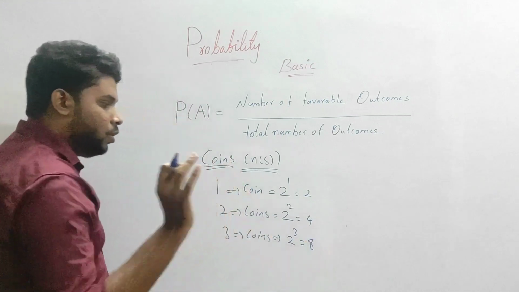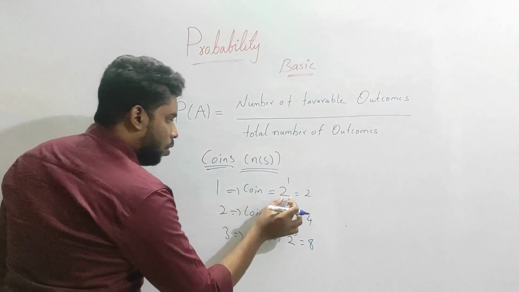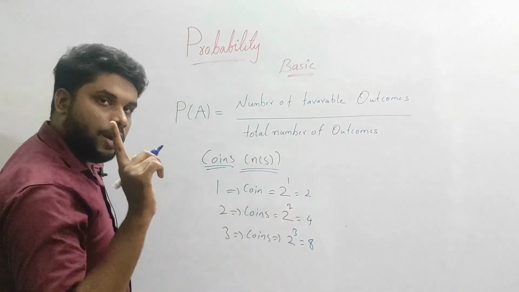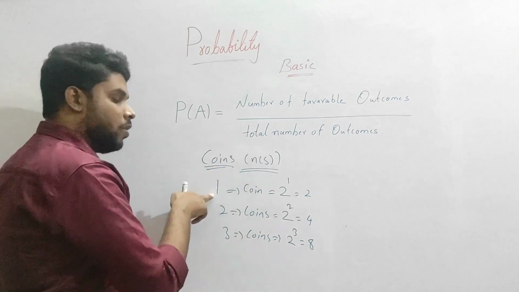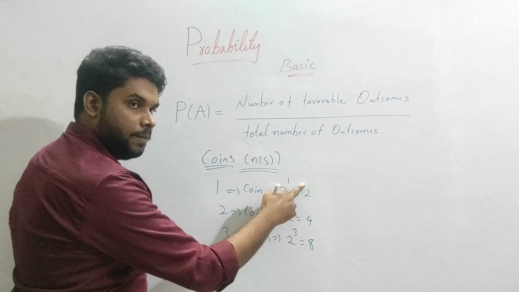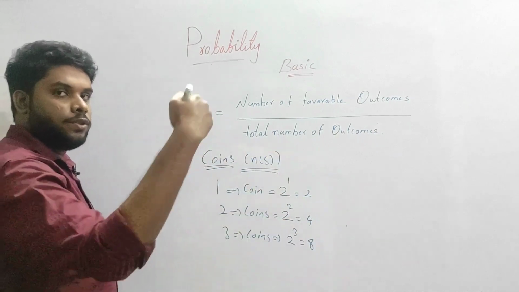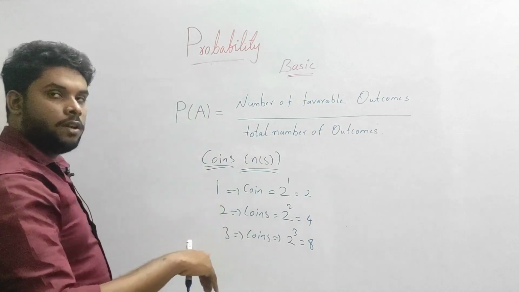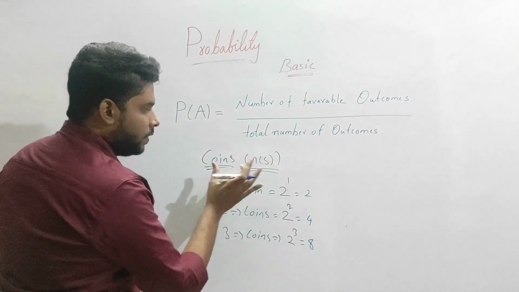Okay. So what do you understand? If there is a problem on coins, the base always remains 2, because in a coin we have only two outcomes, head and tail. The number of coins you are tossing should be written in the power. So for one coin, 2 raised to 1. For 2 coins, 2 raised to 2. If 5 coins are tossed, 2 raised to 5. If 100 coins are tossed, 2 raised to 100. So this is how you find n(S) in coins.